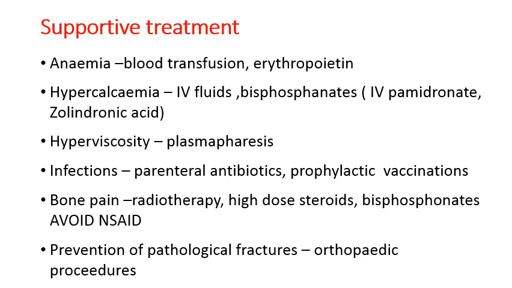In addition, when you come across a patient with myeloma with these complications, it is important to give supportive therapy. For example, anemia can be treated with blood transfusion, or if it's due to renal disease, you can give erythropoietin. Hypercalcemia is treated with IV fluids and bisphosphonates like IV pamidronate and zoledronic acid. And like I said before, if the patient presents with hyperviscosity, you have to hydrate the patient, and if that doesn't work, plasmapheresis.